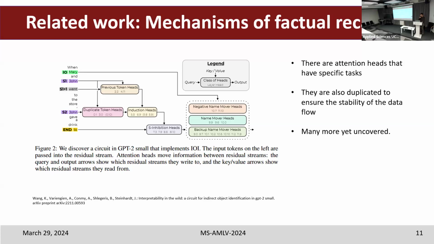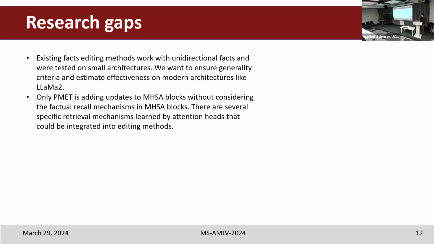So, having that overview of the related work, the research gaps are the following. Existing fact editing methods work with unidirectional facts and were tested on small architectures. We want to ensure the generality, that those methods could be applied to modern architectures like Llama 2, and we want to measure the efficiency of those methods. Only PMAT adds updates to the multi-head self-attention blocks, and it is added without considering the factual recall mechanisms existing there. So there is room for improvement: to include those tasks learned by attention heads in the editing methods to improve their efficiency.